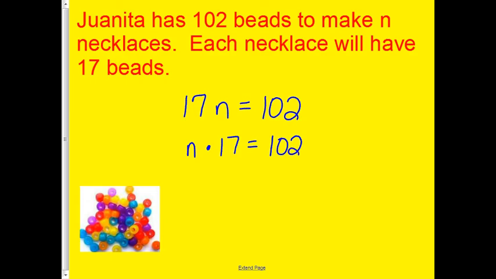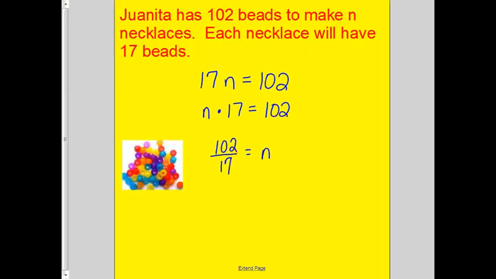Now, if you think about it, what operation goes with multiplication in fact families? You're right, it's division. So think about my divisions here. 102 beads split into groups of 17 tells me how many necklaces I can make, because each necklace has 17 beads. And I could also say 102 beads split into necklaces, however many I'm going to make, tells me that I'm going to have 17 beads on each necklace.